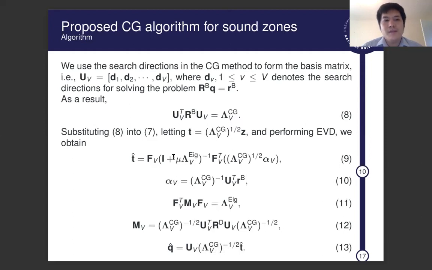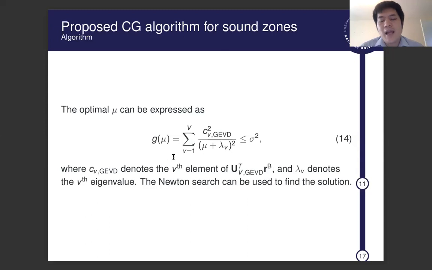And we use the search direction in the conjugate gradient method to form the basis matrix. After some mathematical calculations and EVD eigenvalue decomposition, we can obtain the optimal control filter at equation 13. The major difference between equation 13 and the variable span trade-off filter is that the subspace was constructed using the conjugate gradient method in the current approach, compared to the GVD-based approach in the variable span trade-off filter.